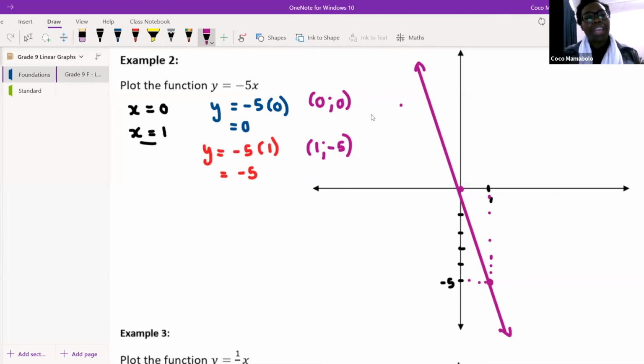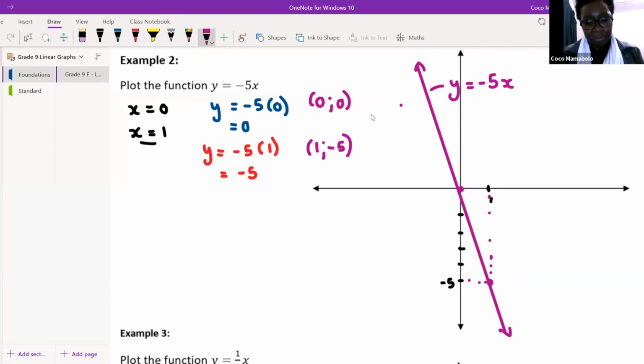So we can pick any 2 points that we want. It doesn't really matter what they are. Oh, Canva, I'm sorry. Yes, label. Okay, my graph is called y is equal to -5x.